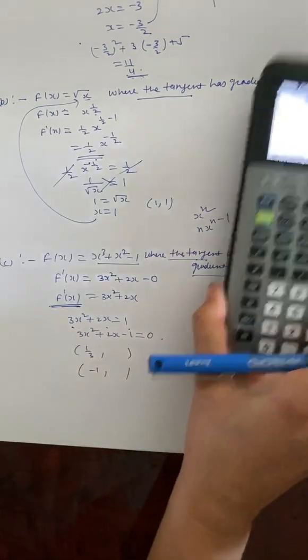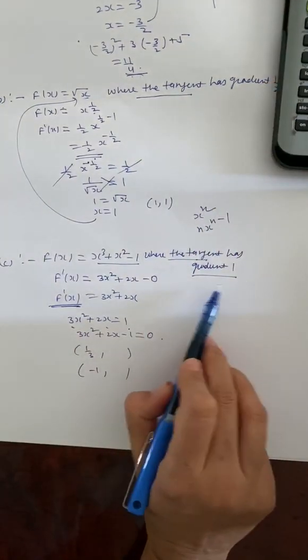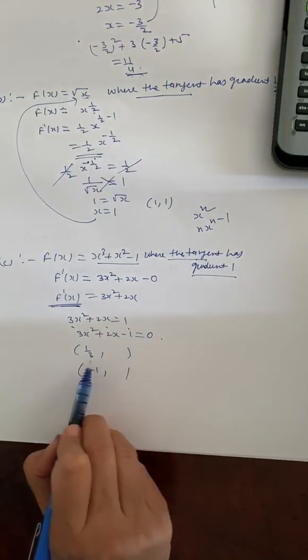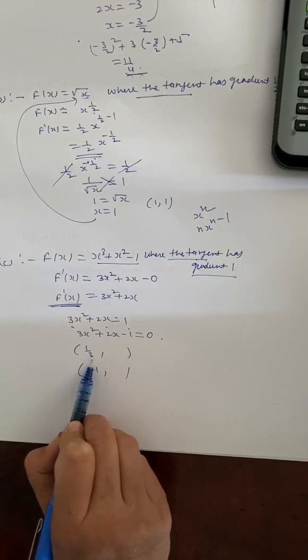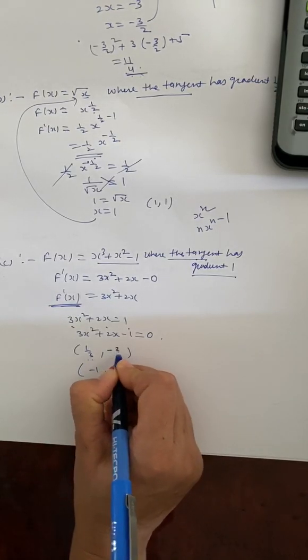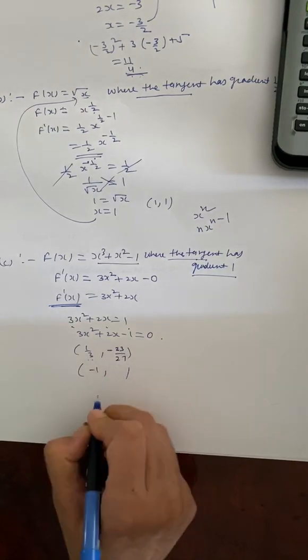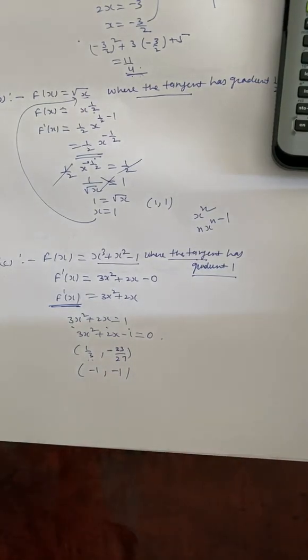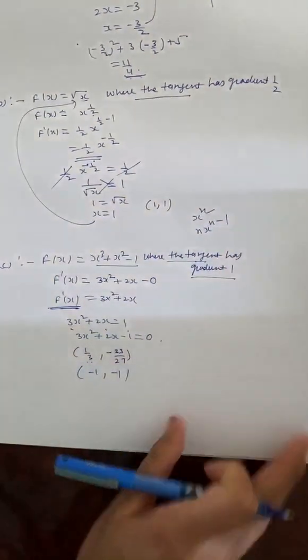So at these 2 points, the gradient of the tangent will be 1. And now same way, you substitute back when x is equal to 1/3. When you do the calculation, this will be minus 23/27, and for -1 it will be -1. So this is how you find the points here.